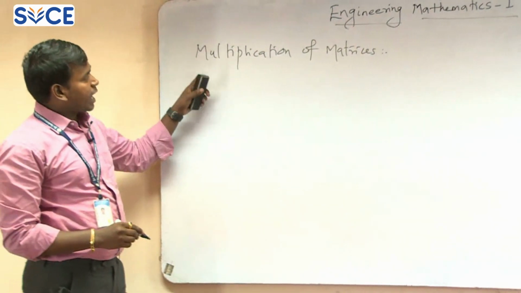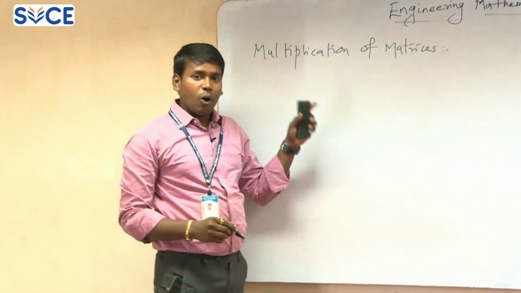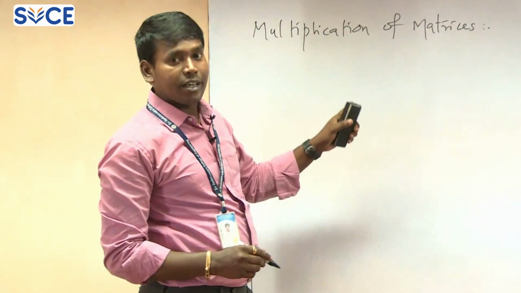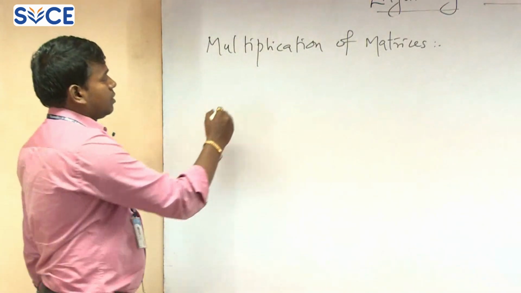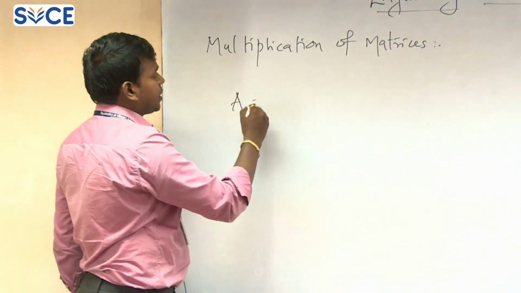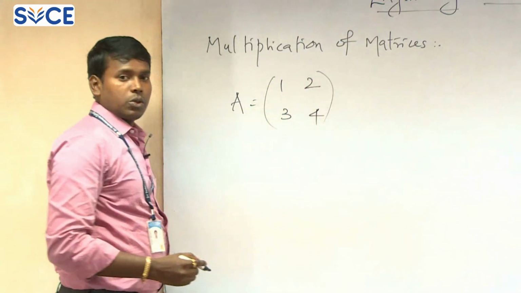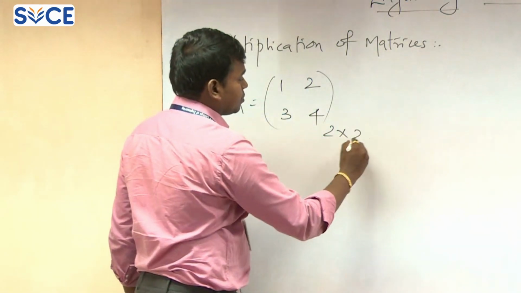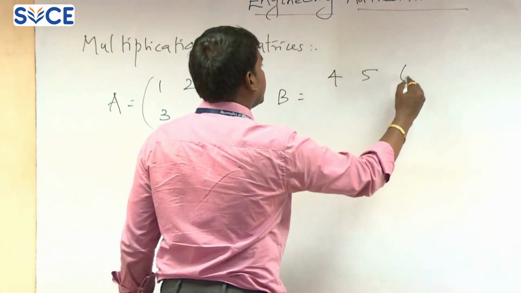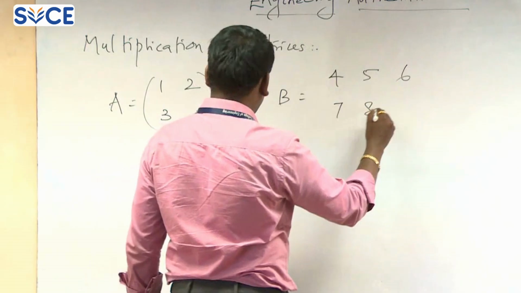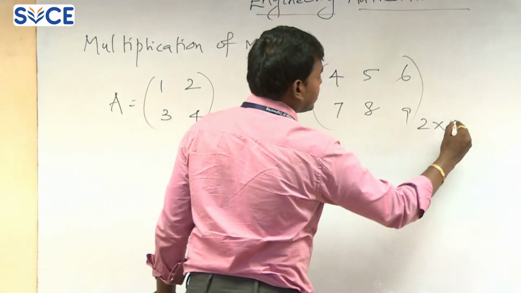Two matrices can be multiplied only when the number of columns in the first matrix is equal to the number of rows in the second matrix. For example, matrix A equals 1, 2, 3, 4. So the order of the matrix is 2 by 2. Matrix B equals 4, 5, 6, 7, 8, 9. So the order of the matrix is 2 by 3.